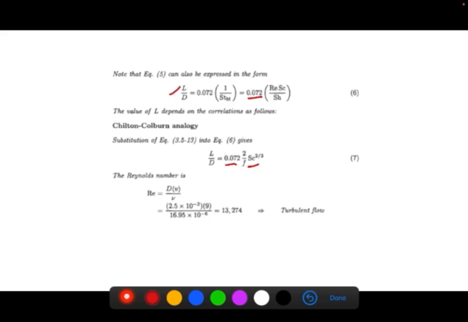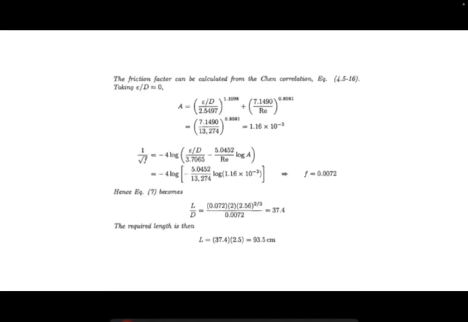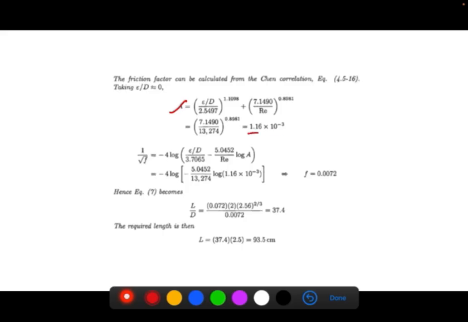Calculating Reynolds number for this problem, we have Reynolds number equals D into velocity by kinematic viscosity, which comes out to be 13,274, which is in turbulent flow. Now calculating friction factor using Chen correlation, which we used in the momentum transfer for turbulent flow, we calculate the value of A, which comes out to be 1.16 into 10 to the power minus 3, and substitute this value in the friction factor equation. So the friction factor comes out to be 0.0072.